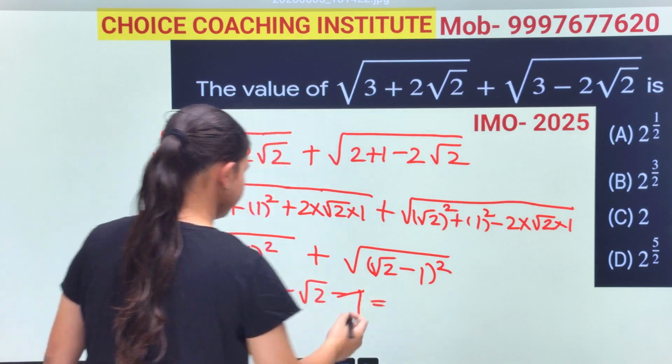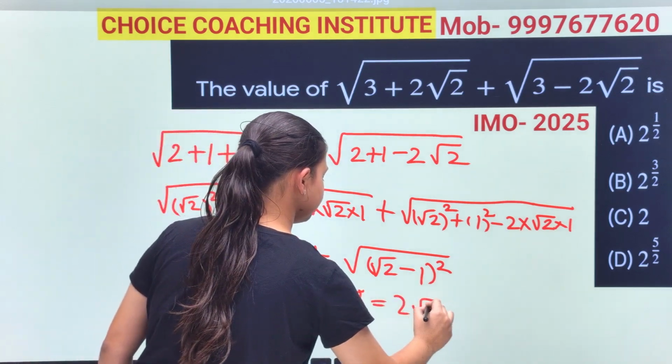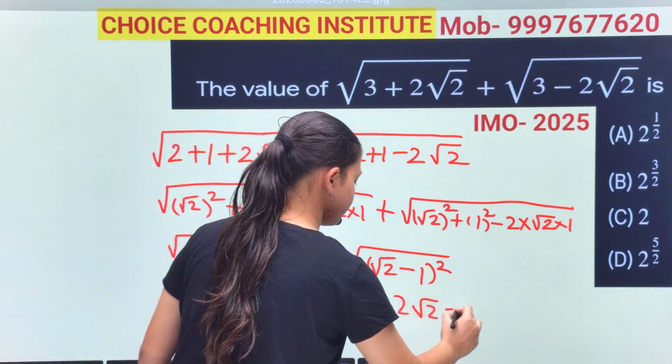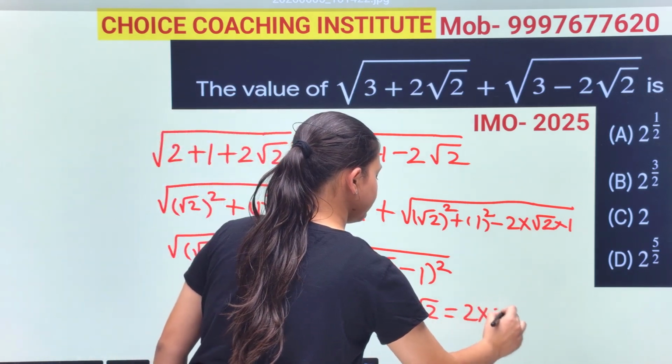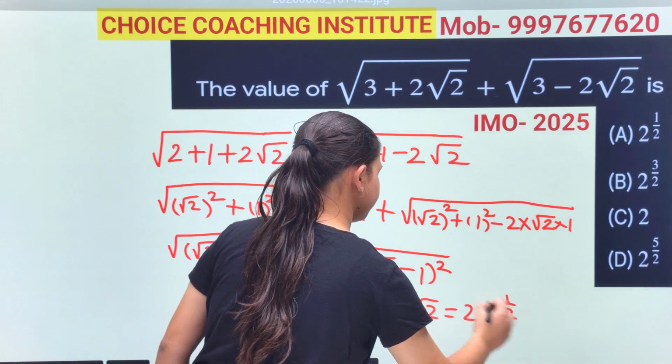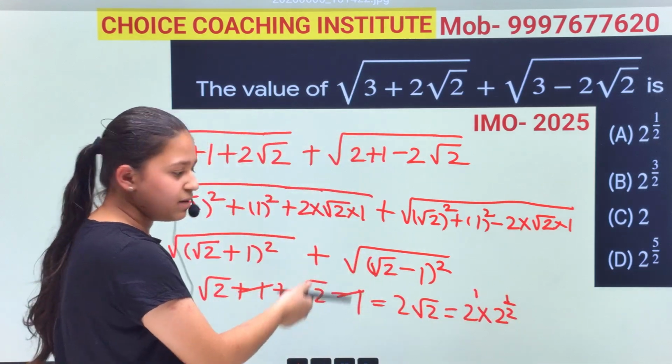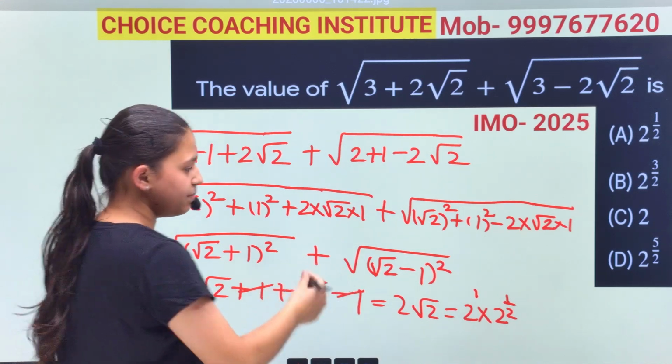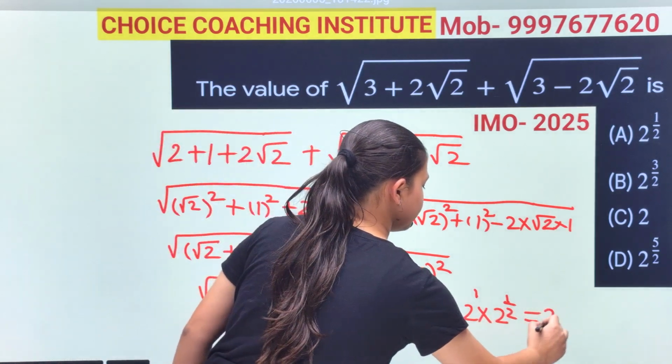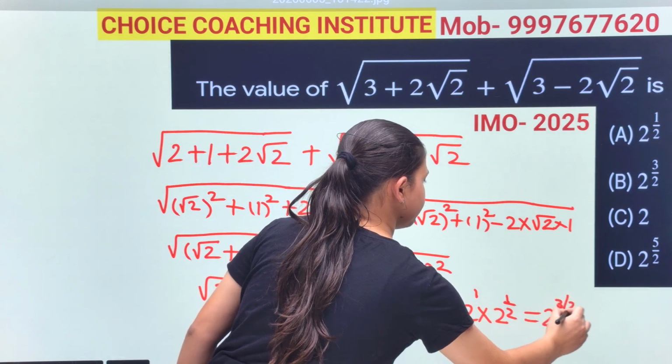It becomes 2 root 2, which is equal to 2 multiplied by 2 to the exponent 1 upon 2. When bases are same in multiplication, the powers get added, so it becomes 2 to the exponent 3 upon 2.